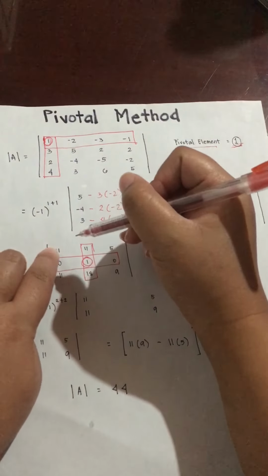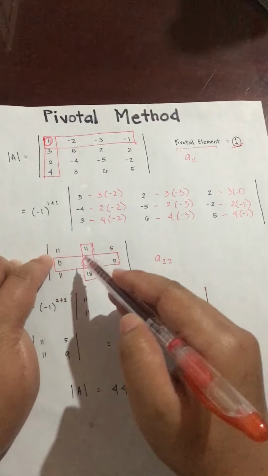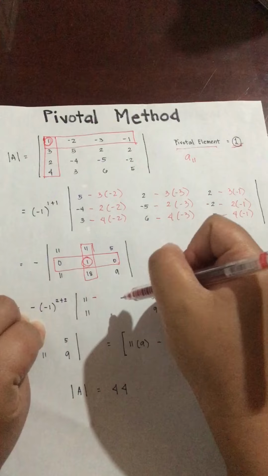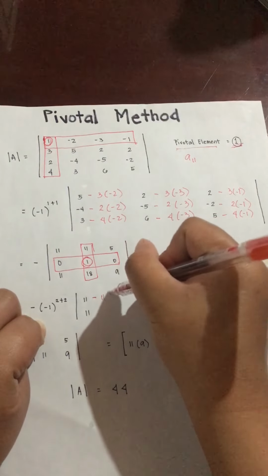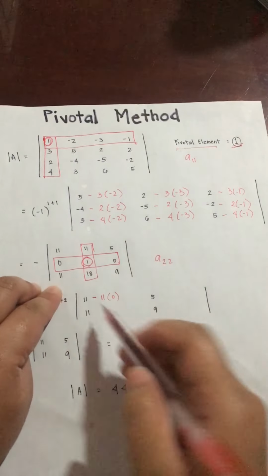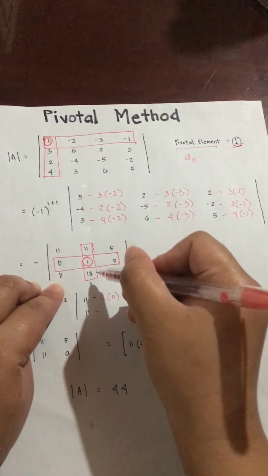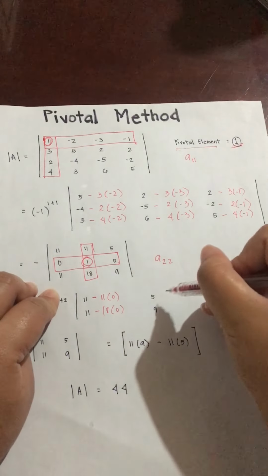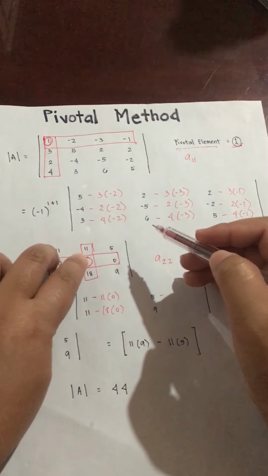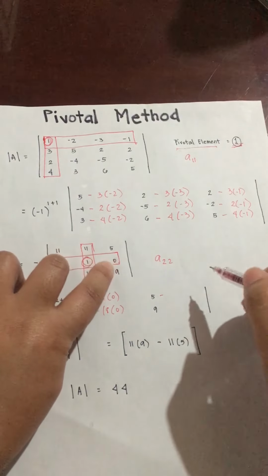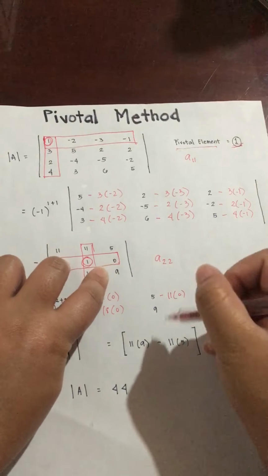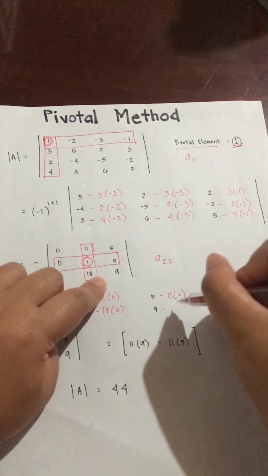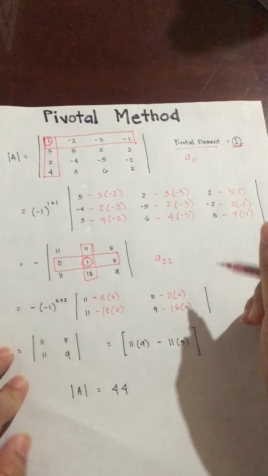So, here, this is our 11. The intersecting elements are 11 and 0. So, we will subtract them by 11 times 0. Then sa 11 again, subtract them by 18 and 0. Then, here, subtract them. This is the 5. Subtract them by the product of 11 and 0, the 9 will be subtracted by the product of 18 and 0.